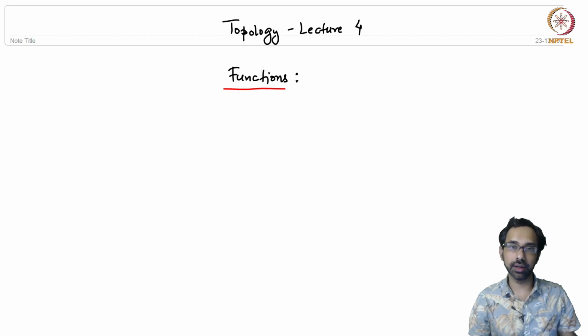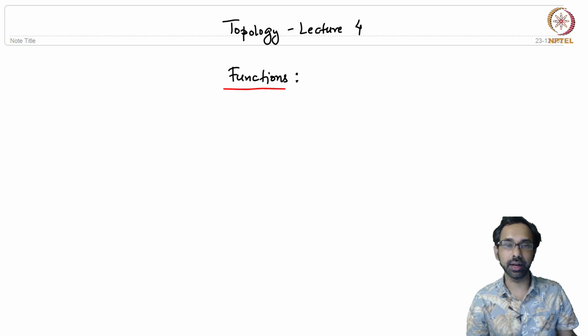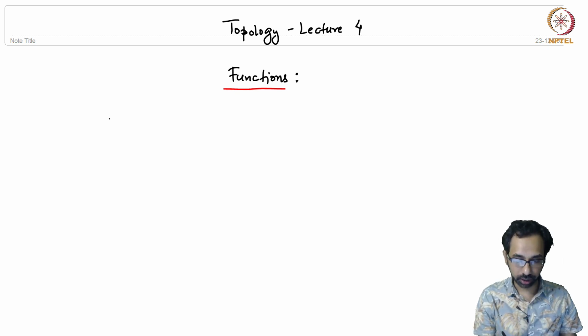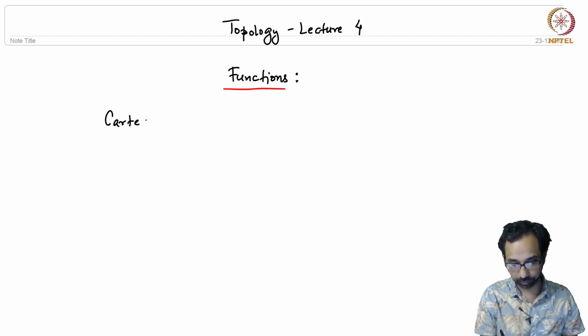So we have seen some basic set theory and logic, and we continue our discussion with functions. I think all of you have seen what functions are, but we will define it in a very precise mathematical way. So for defining what a function is, we need the concept of a Cartesian product of two sets.